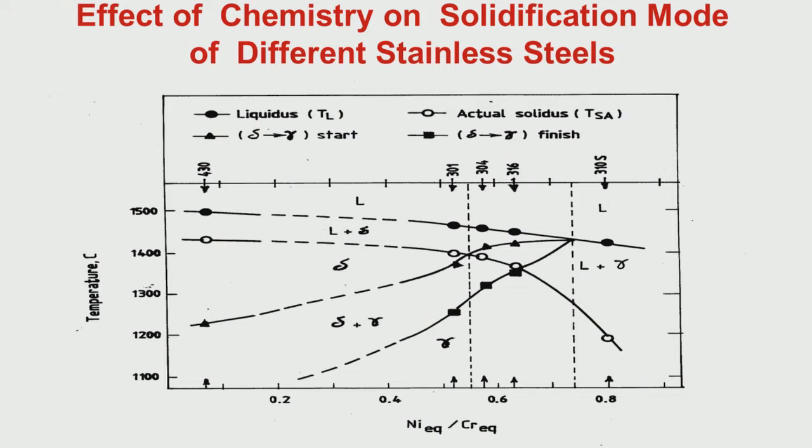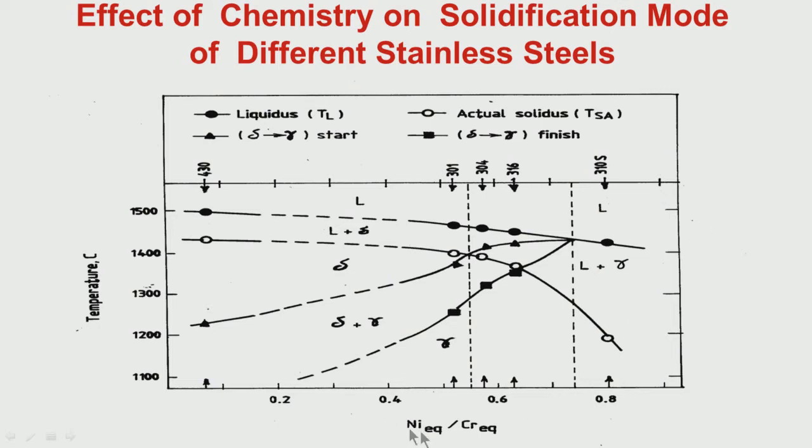Delta and gamma for different chemistry of stainless steel. So, now I have shown here different stainless steels. 430 is a ferritic grade, hardly any nickel, mostly chromium. 301, as you go this side, look what is happening. Nickel equivalent by chromium equivalent is this horizontal axis. In the iron carbon diagram it was carbon or carbon equivalent; here it is nickel equivalent by chromium equivalent. That means all stainless steels can be represented in this diagram.